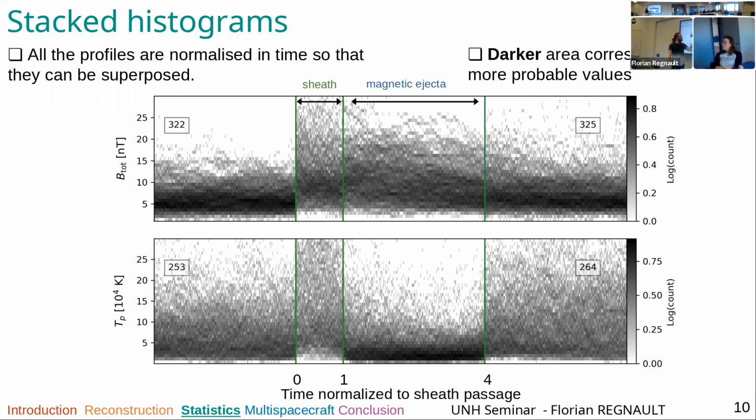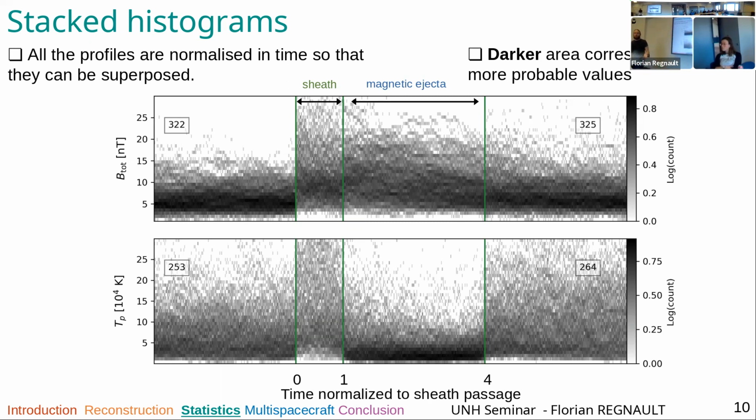Now, if you take a look at the magnetic ejecta and its temperature, in the second row here, we have this very dark area for very low temperature. This is one of the CME signatures I described to you earlier. That shows that most of the CMEs in our set have a low temperature inside the magnetic ejecta. So this is in some way already a statistical result, but it's hard to quantify something using this kind of profile.